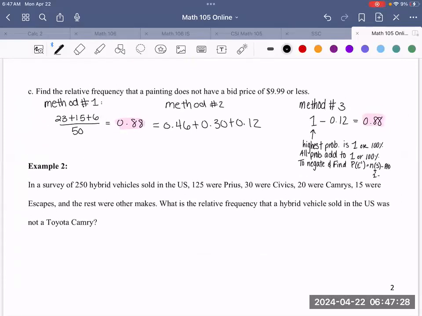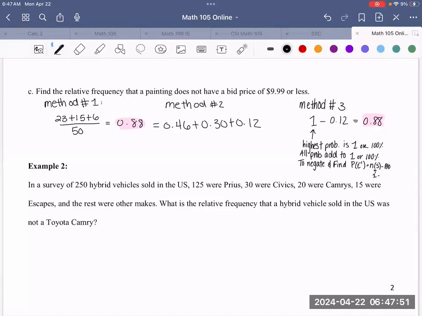So let's try it one more time. It says example 2, in a survey of 250 hybrid vehicles sold in the US, 125 were Prius, 30 were Civics, 20 were Camrys, 15 were Escapes, and the rest were other makes. What is the relative frequency that a hybrid vehicle sold in the US was not a Toyota Camry?